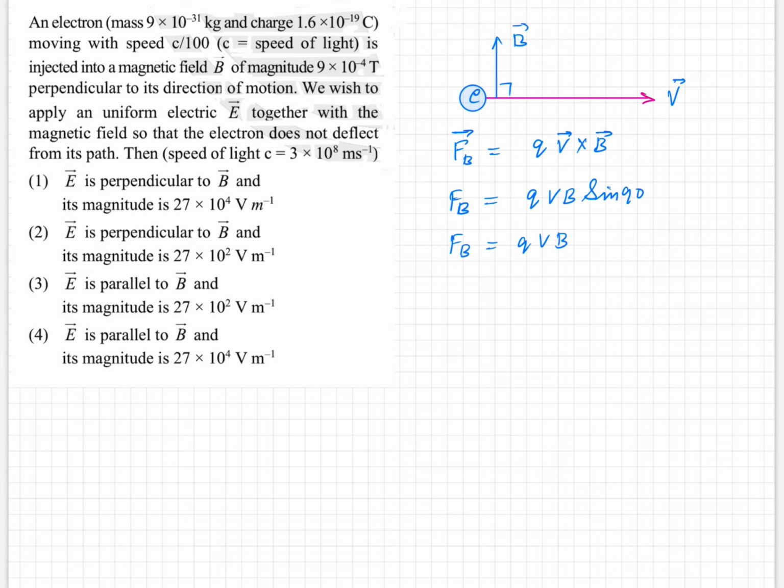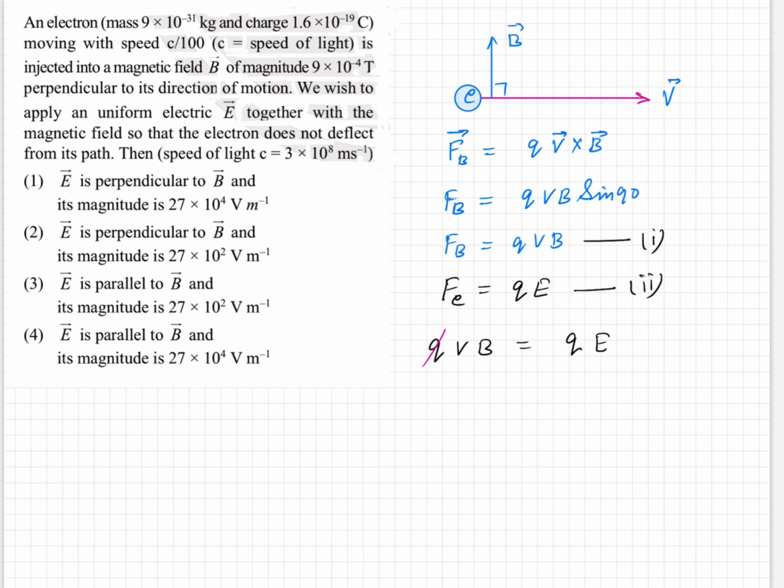This force must be equal to the force applied due to the electric field. So the force applied due to the electric field is equal to q into E, where E is the electric field. Since these two forces are equal, we can equate them. Let us suppose that this is equation 1 and this is equation 2. This is called the Lorentz force. So q v B will be equal to q into E. Now this q and q get cancelled out.